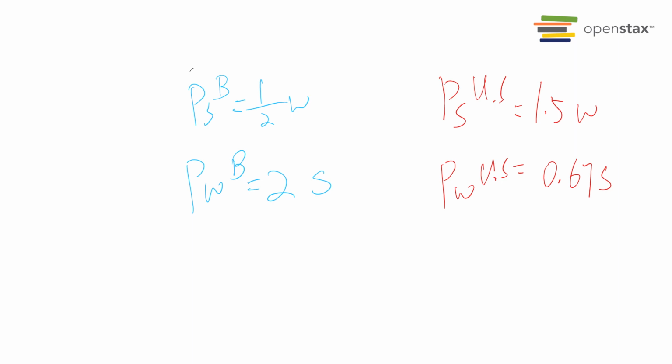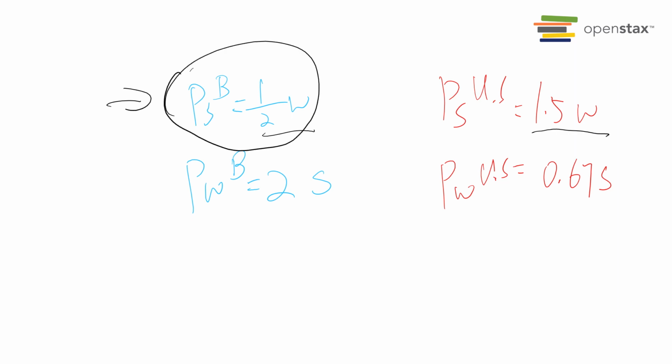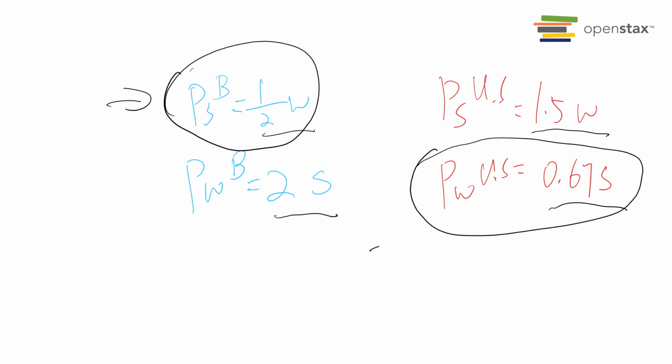So once you have the 4 prices, the next step is to compare to see who has a lower price in which production. When comparing the price of sugarcane, in Brazil it costs you half wheat, in the US it costs you 1.5 wheat. That is lower, so we say Brazil has the comparative advantage in the production of sugarcane. And then for wheat, let's compare the numbers again. For Brazil it is 2 sugarcane. For the US it is 0.67 sugarcane. So that is lower, so we say the US has the comparative advantage in the production of wheat.